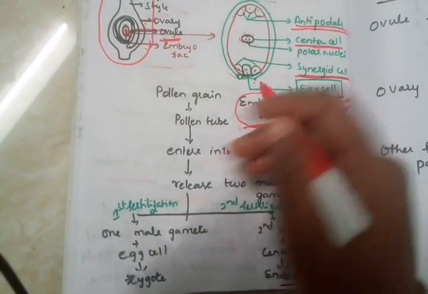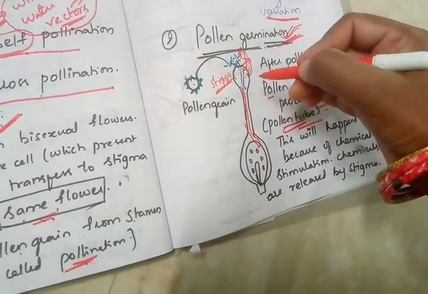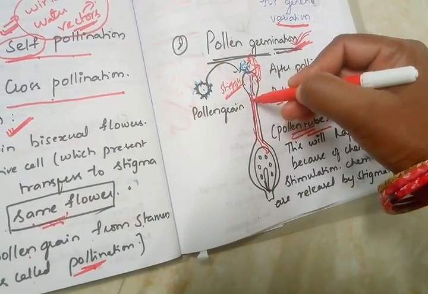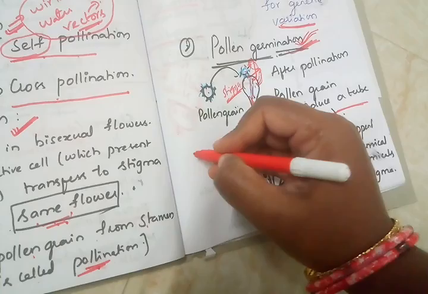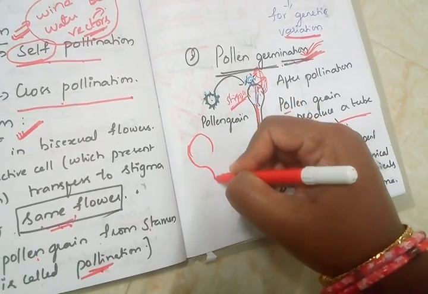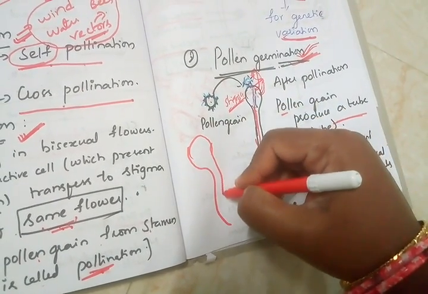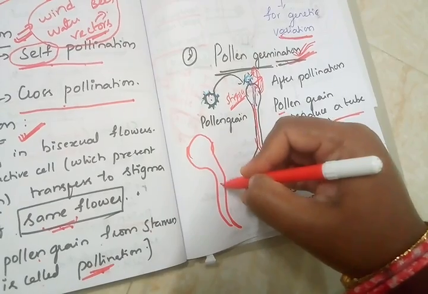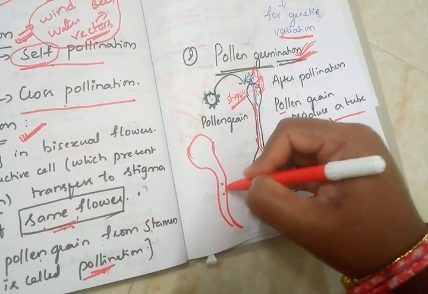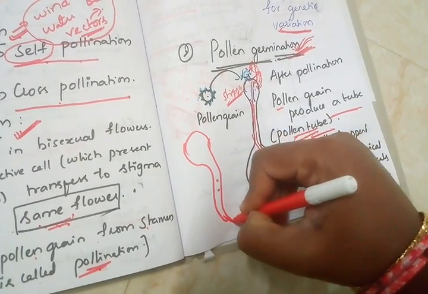So look here. The second step, pollen germination, is there, right? The pollen tube is produced from the pollen grain, which consists of 2 male gametes. This is the pollen grain and this is the pollen tube, which consists of 2 male gametes. How many male gametes will be there? 2 male gametes.